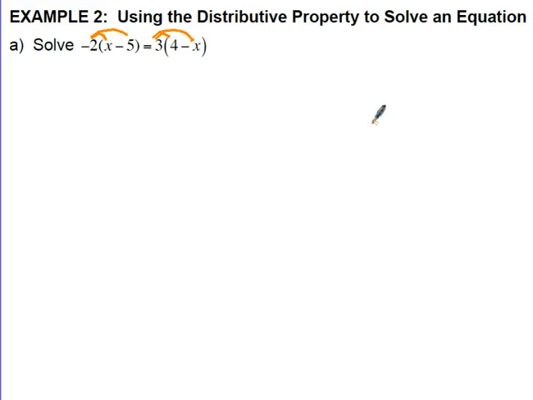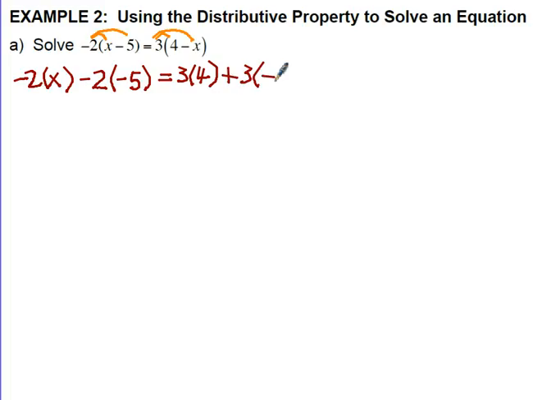You may pause the video to distribute this on your own. You can resume to check your work. If not, you can follow along. So if I distribute this, you're going to distribute -2 to x, and then you have -2 again. This time you're multiplying it by -5, is equal to now 3 times 4. Now 3 is a positive 3, so positive 3 times -x.